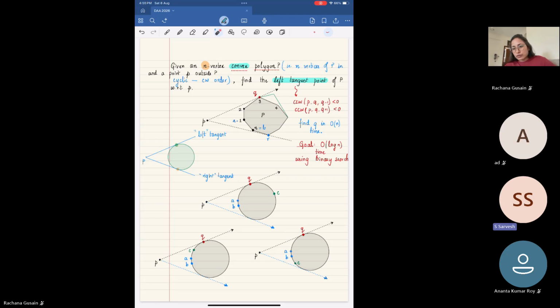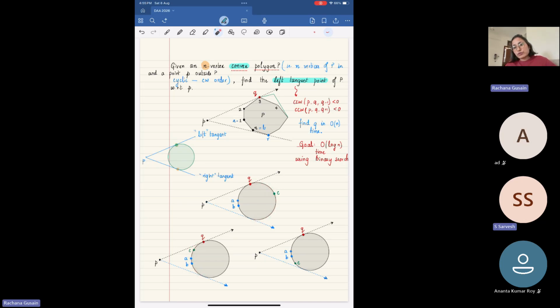Ma'am, I didn't understand why we are shifting it to the left or right? It is possible that C, the middle index, lies in this half or it lies in this half.